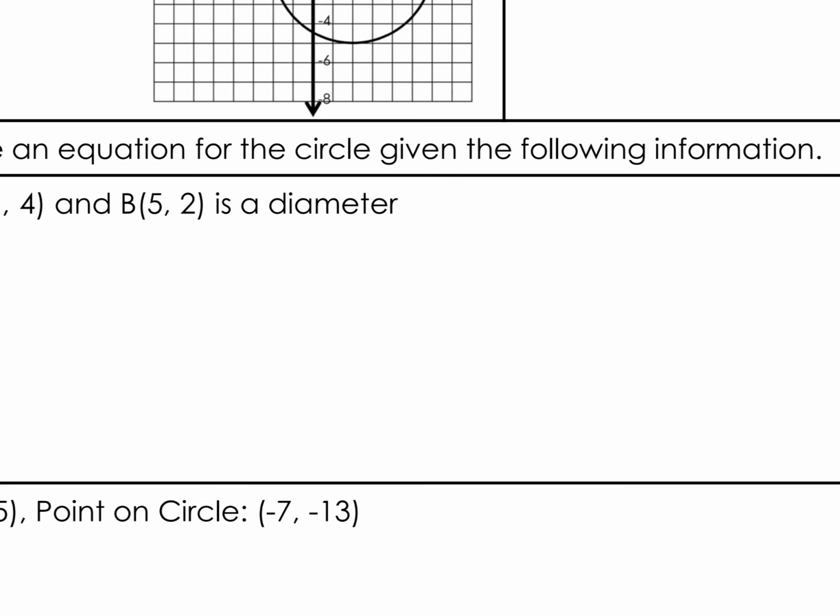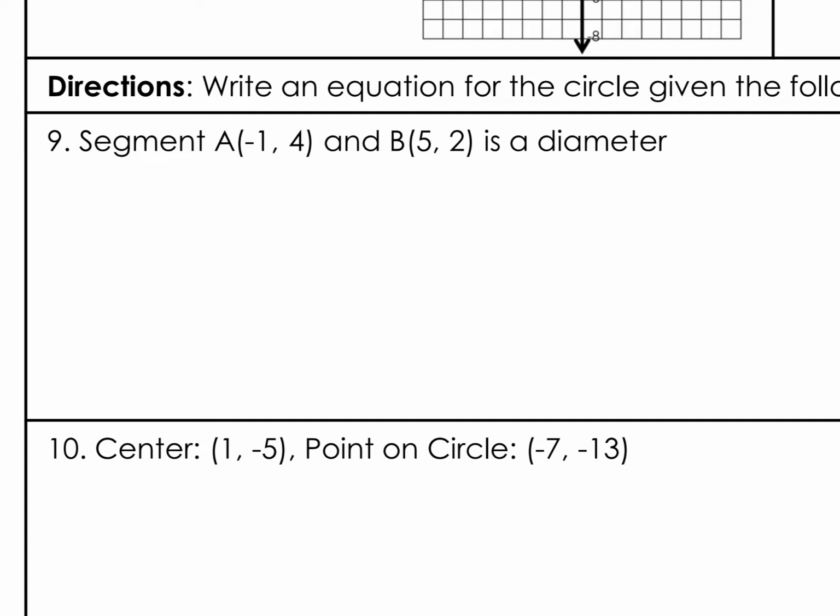Okay, so let's just look and see what we have and talk about what we are going to have to bring back up. So for number 9, we have segment A has a point at -1, 4, and B is at 5, 2. And this is going to be a diameter. Okay, so in order to write your equation, you have to first know your radius and your center. Well, given this is a diameter, we could find the center by finding the middle of it.